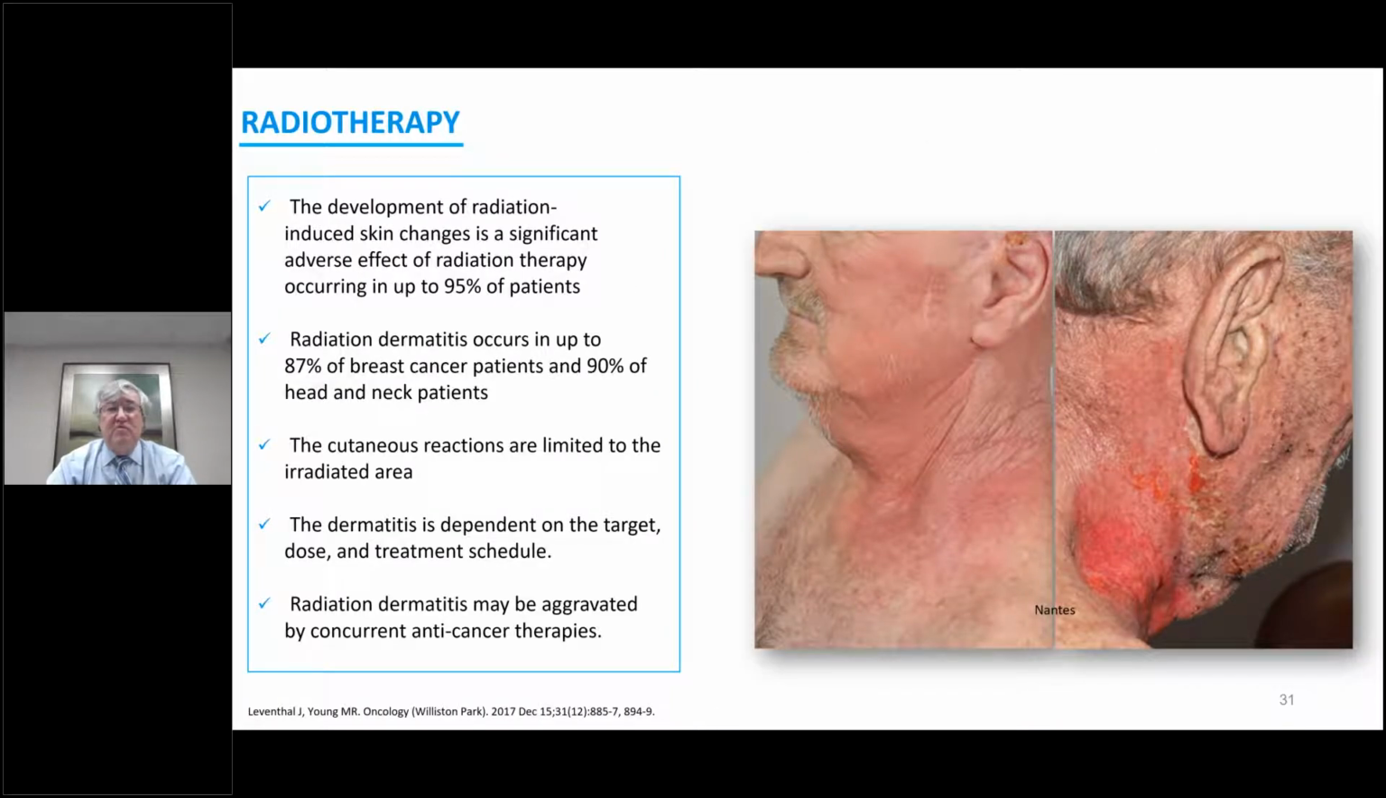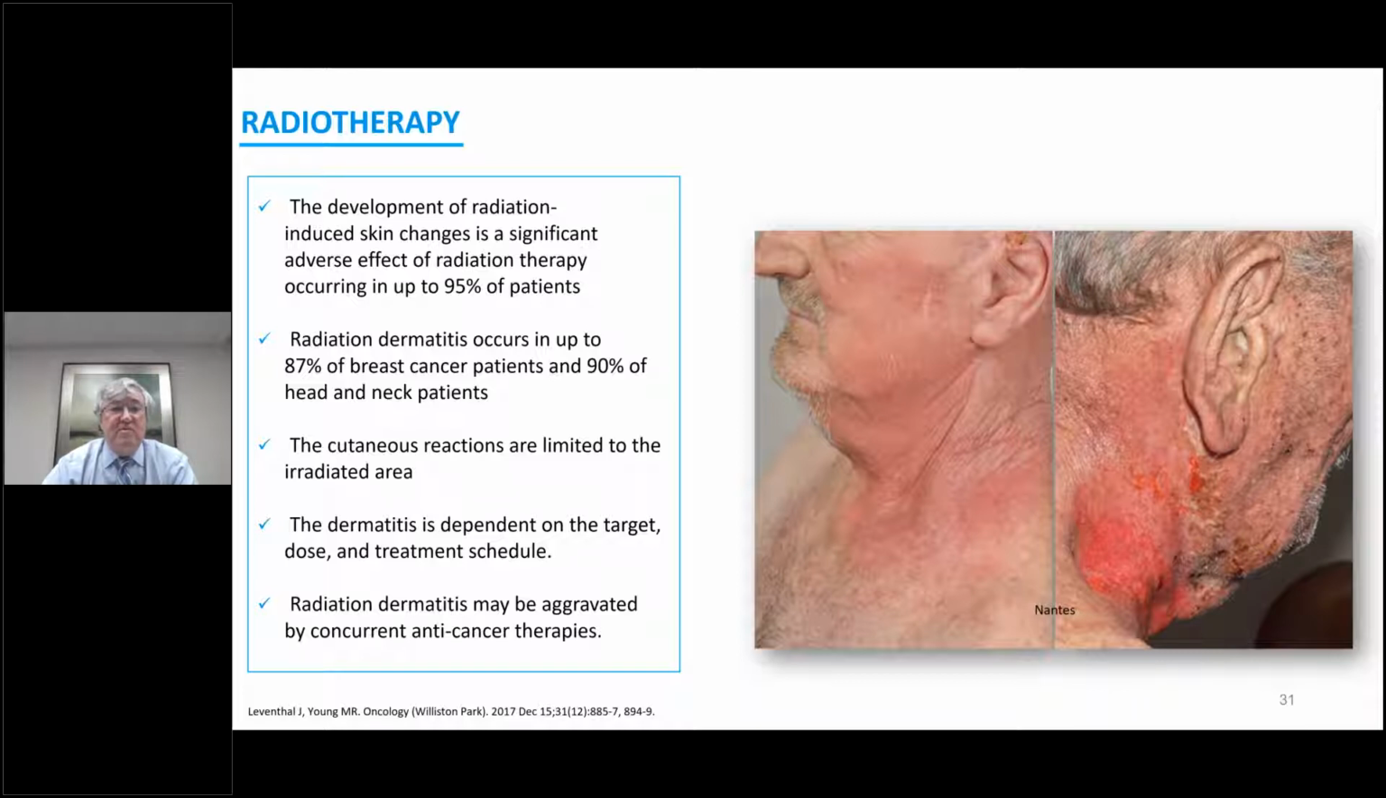And I think most of us can recognize the kind of radiation burn you get. You can see on the neck there, it's sort of a more mild case, and then a much more severe case where there's actually erosions and ulcerations. And this is how the radiotherapist actually, I think, knows he's done a good job, if he gets that radiation dermatitis. Again, 90% of head and neck patients get this. About 87% of breast cancer patients get it.